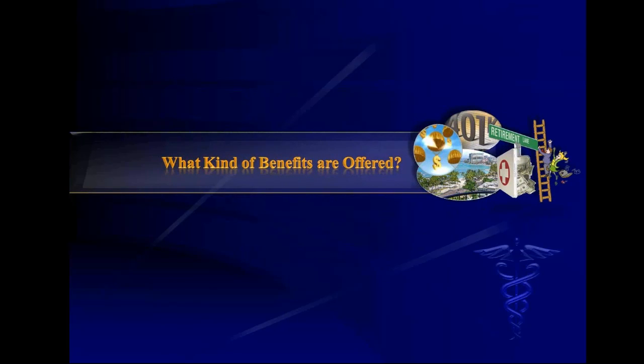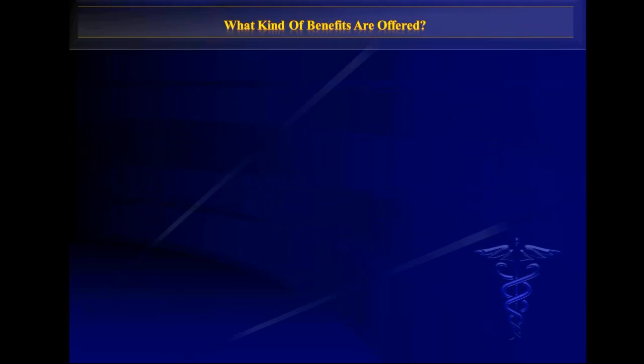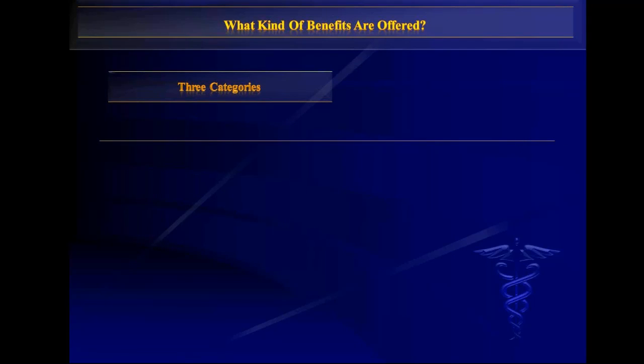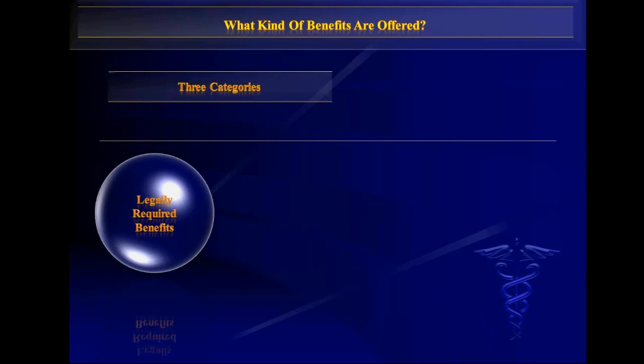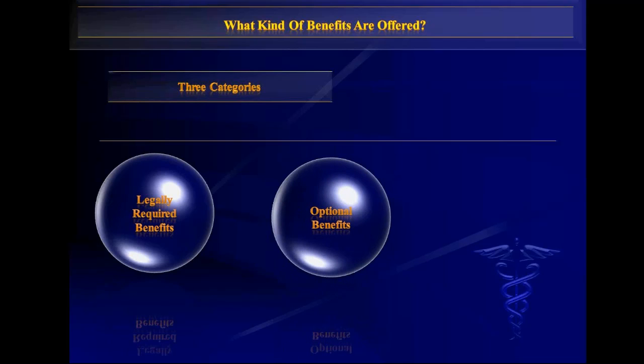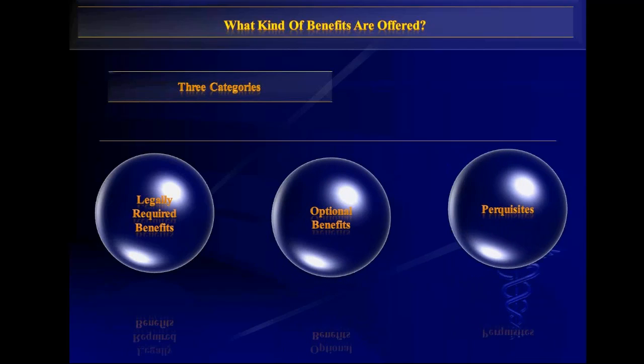Now, let's take a look at the categorical benefits a business might offer. Okay, because there's retirement packages, there's paid vacation, there are health packages. Let's take a look at how these benefits are defined. Now, all benefits are really subs of three overall parent categories. We'll call them families, okay? First, there are legally required benefits. Then there are optional benefits. And then there are perks.